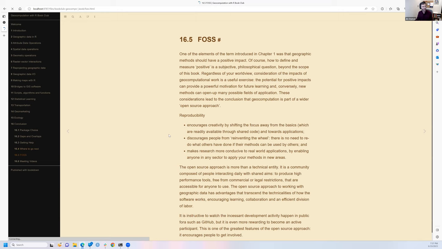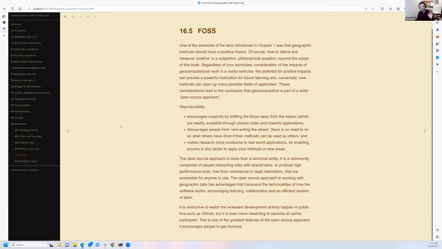A closing note on free and open source software then. By writing code in a script and releasing it in a repo on GitHub, what we're doing is building on one another. And there's a philosophy in free and open source solutions, in the books here and in the packages that we use, that encourages creativity. In some ways, we discourage people from reinventing the wheel because we're using state-of-the-art software. And we make research more conducive to what's happening in the real world with live data by enabling anybody openly to access our methods and apply them even in new areas. I like the comment that transportation, geomarketing, and ecology all overlap one another. The best practices apply to all three.